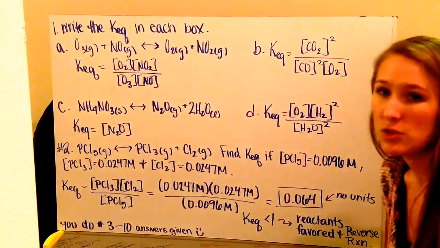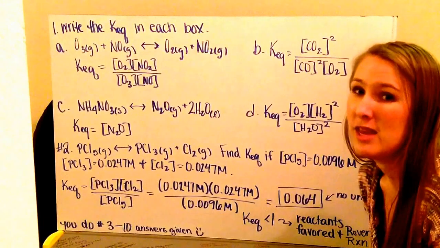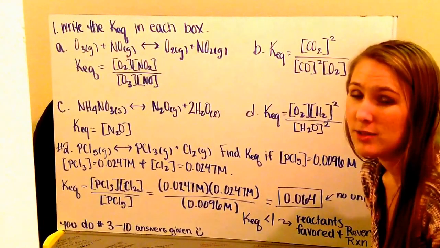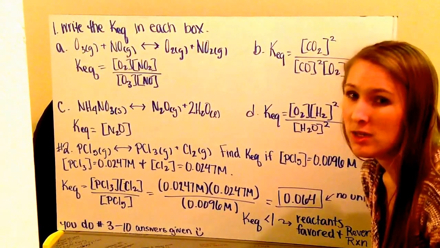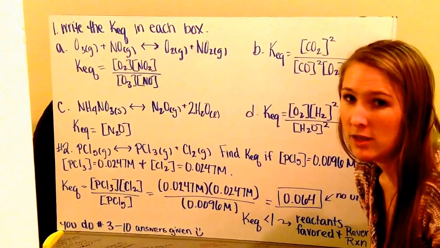So go ahead and do numbers 3 through 10, first writing the equilibrium expression, then pulling down your variables, solving for your missing information, and then determining if reactants or products are favored based on their KEQ value.